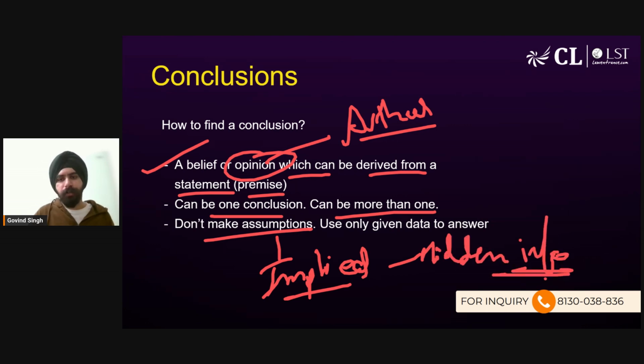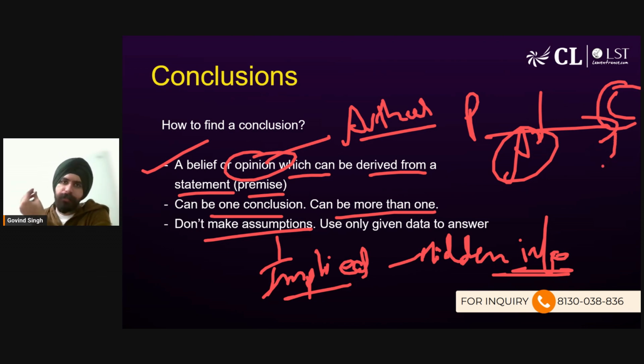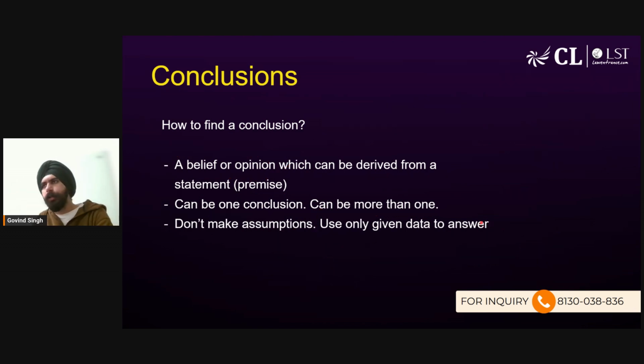But assumptions are different from conclusions in the manner that an assumption is what takes the premise to the conclusion, right? Assumption is something which is hidden between the premise and the conclusion. The implied logic is our assumption. Whereas a conclusion is something which is quite apparent. Conclusion is something which we establish as the main crux of the argument, and you need to use only the given data to answer. You cannot make a conclusion on some random basis, on the basis of your assumption.